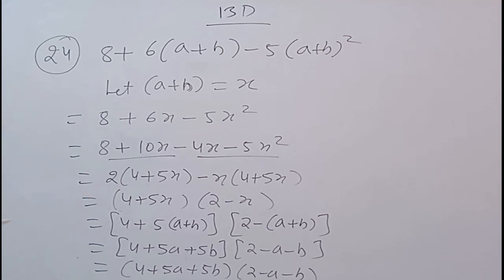So 4 plus 5(a plus b), and 2 minus (a plus b). By solving this we have 4 plus 5a plus 5b, and in the second bracket 2 minus a minus b. So write it in the simplest form. So 4 plus 5a plus 5b, and 2 minus a minus b, that is the answer of this question number 24. So in that manner you will do question number 24.